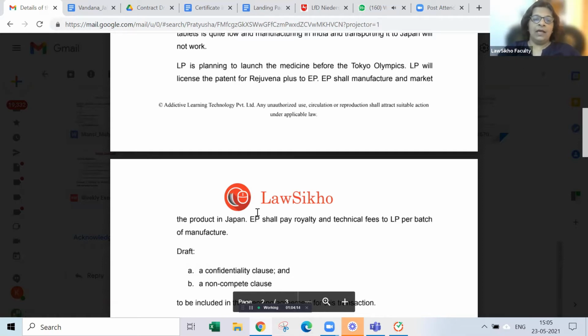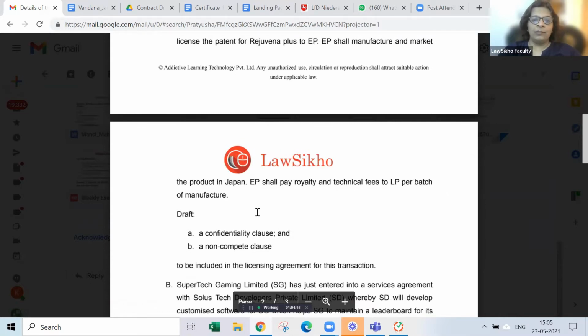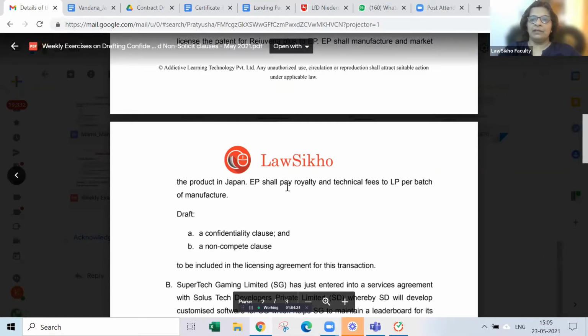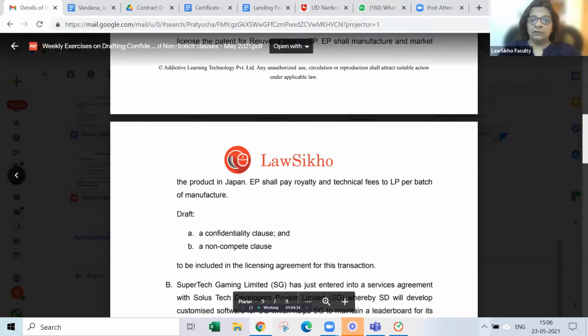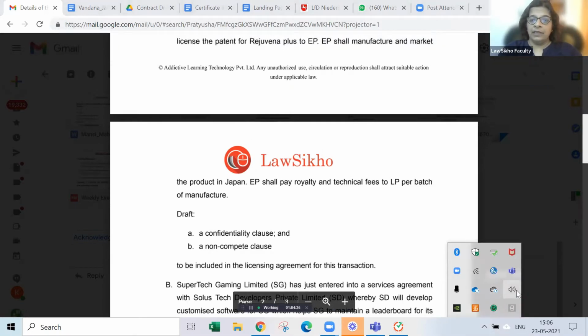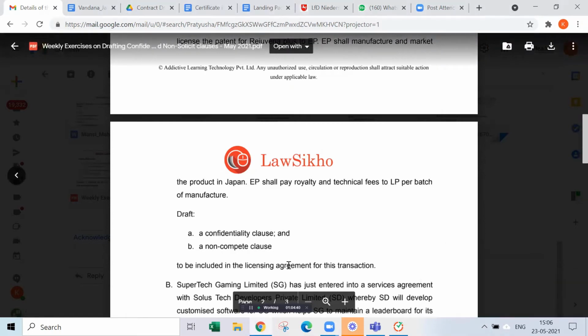Okay. And now we are going to have to draft here a confidentiality clause and a non-compete clause in the licensing agreement. Does everybody understand the transaction here? Does everyone get the transaction that is happening? It's a license agreement. It's a licensing agreement, correct.